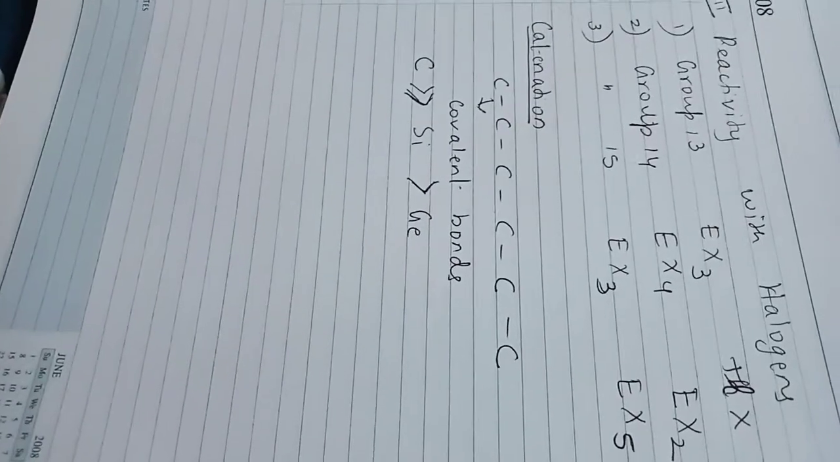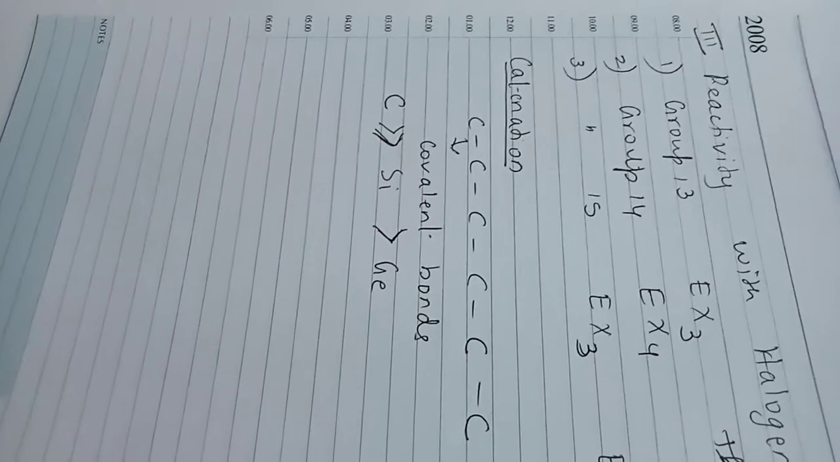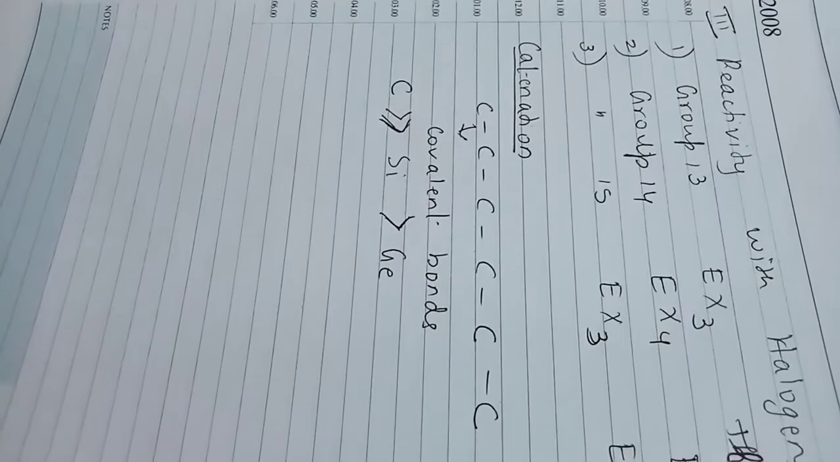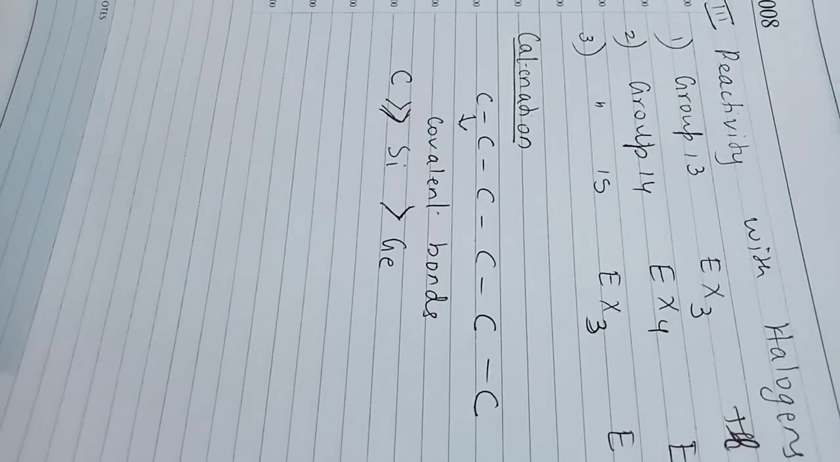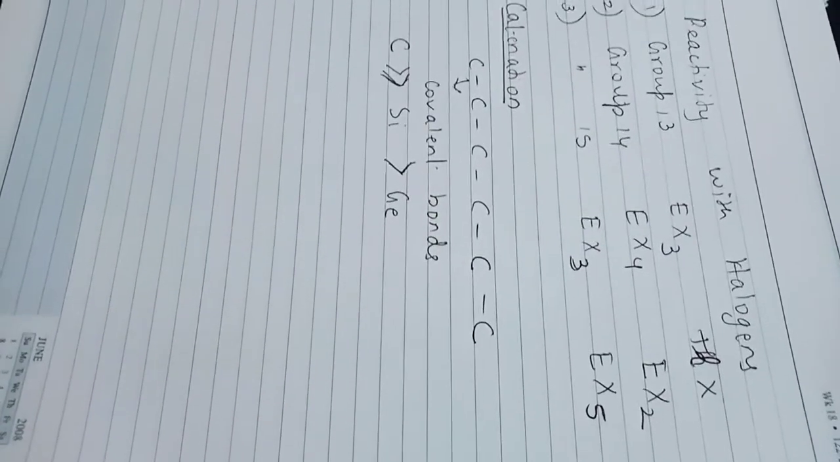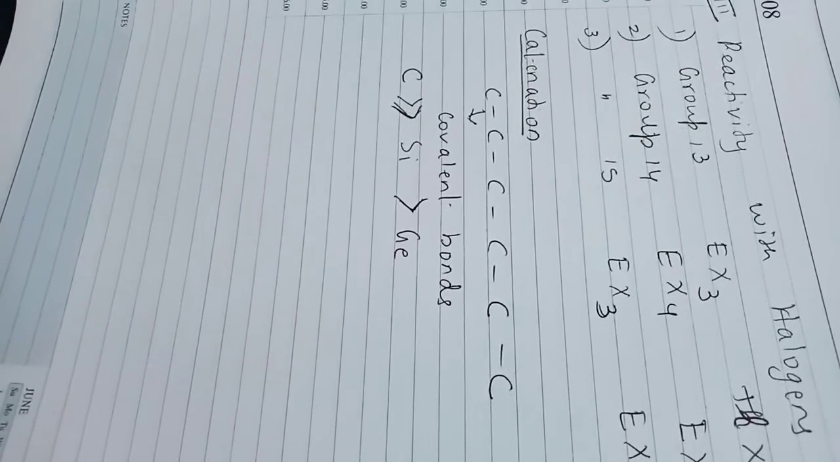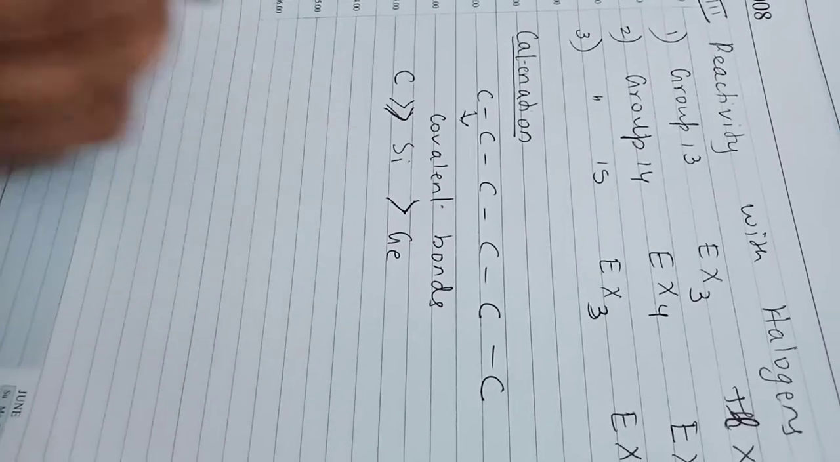Even elements of group 15 also exhibit the property of catenation. Bismuth is there, antimony is there. They exhibit the property of catenation.